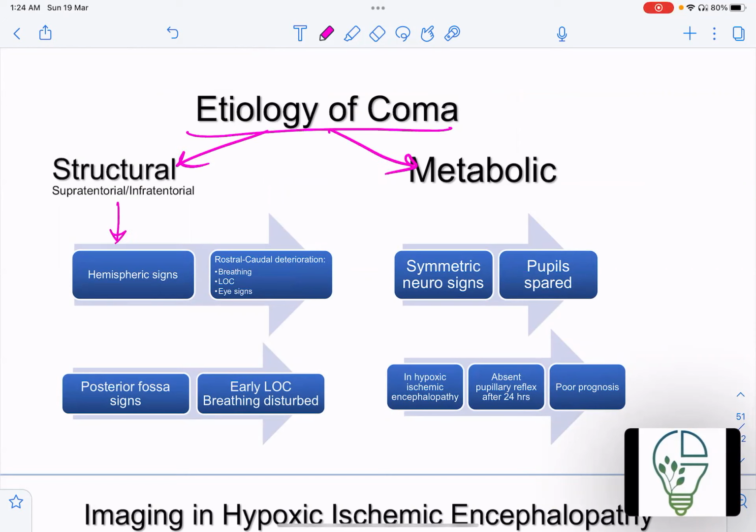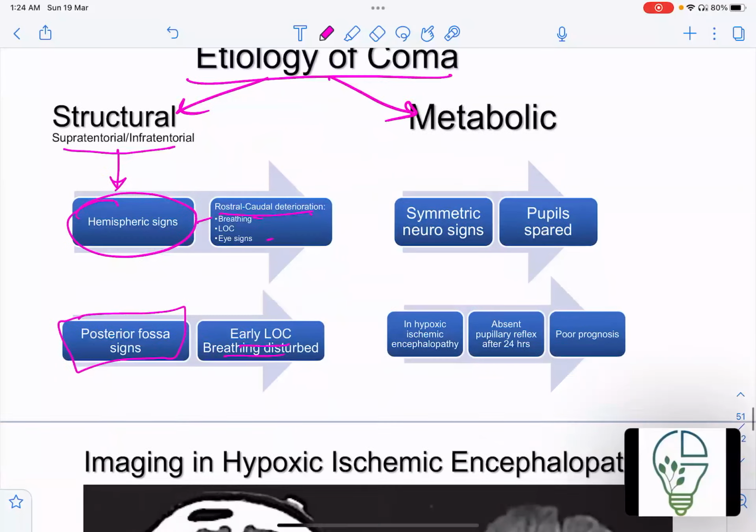Structural, we spoke about it: supratentorial, infratentorial, it could be in the hemispheres. They basically are the rostrocaudal deterioration. We look at them through the breathing, eye signs, etc. And it could be posterior fossa signs or early loss of consciousness, etc. So this is not really that important from an examination point of view. Just understand the main overall things, right?